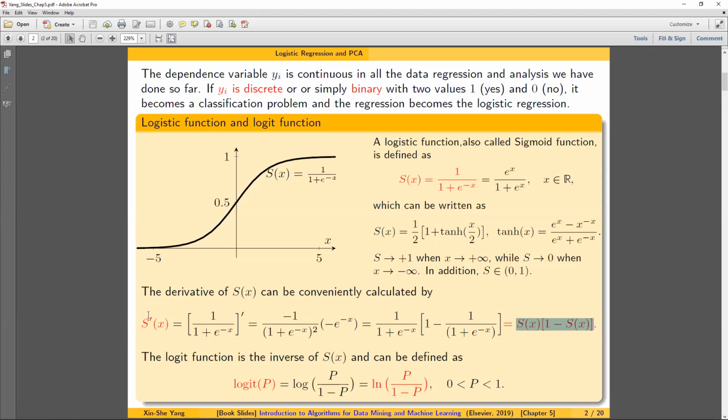But for now, let's continue to think about logistic regression. The logit function is defined as logit(p), which is the log of the odds ratio, log of p divided by 1 minus p, with e as the base.